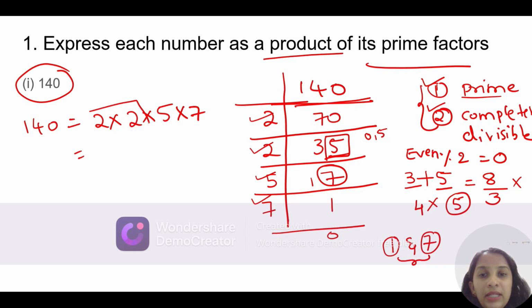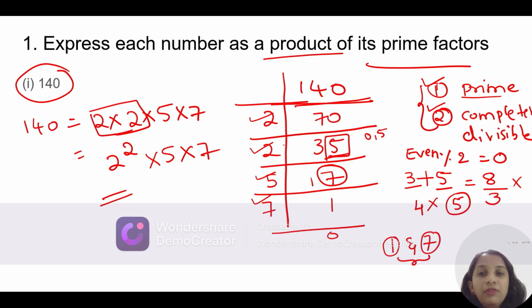Now, can I write this 2 into 2 as 2 to the power 2? 2 to the power 2 and 2 into 2 both are the same. Okay. And then 5 into 7 as it is. So this is the final answer for the first one. Similarly, can we solve the second question?